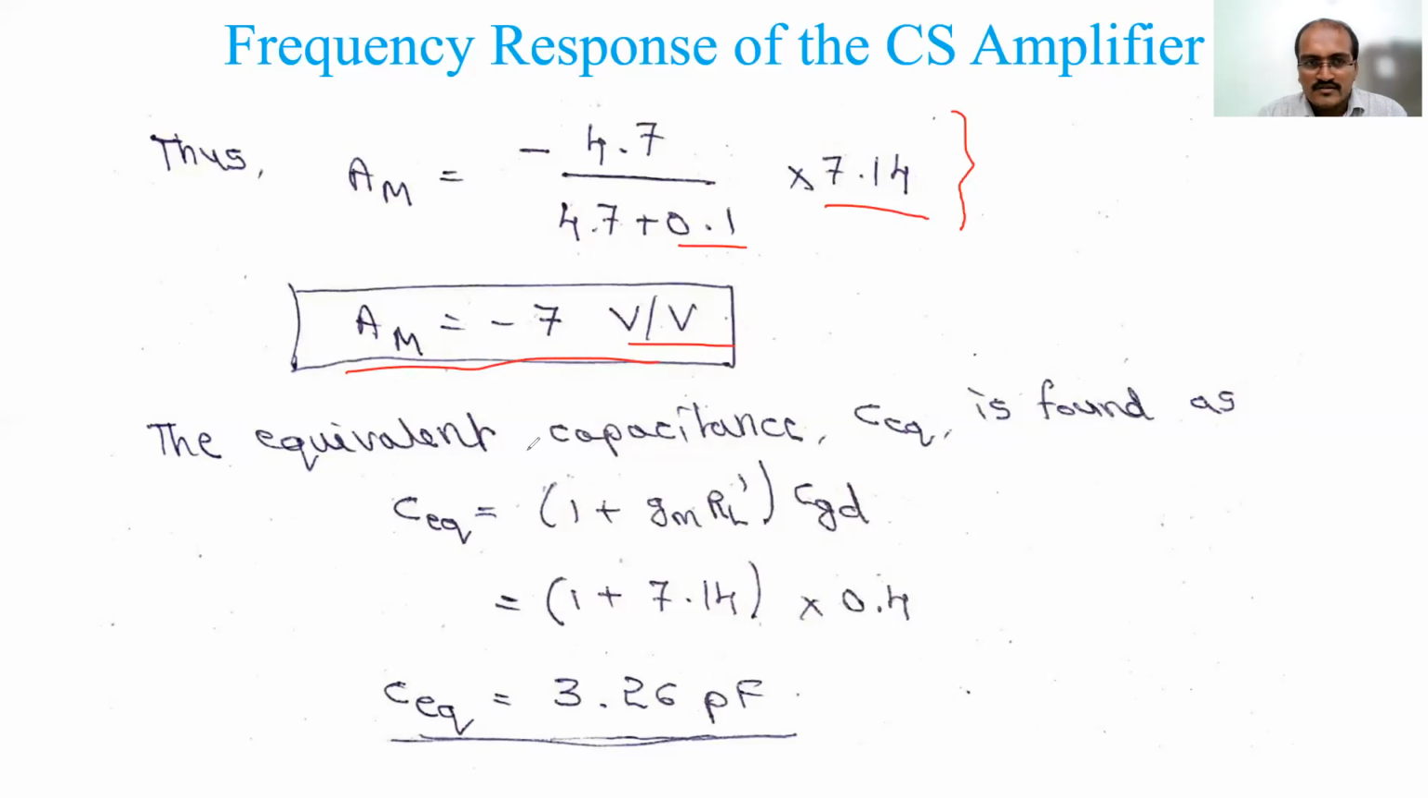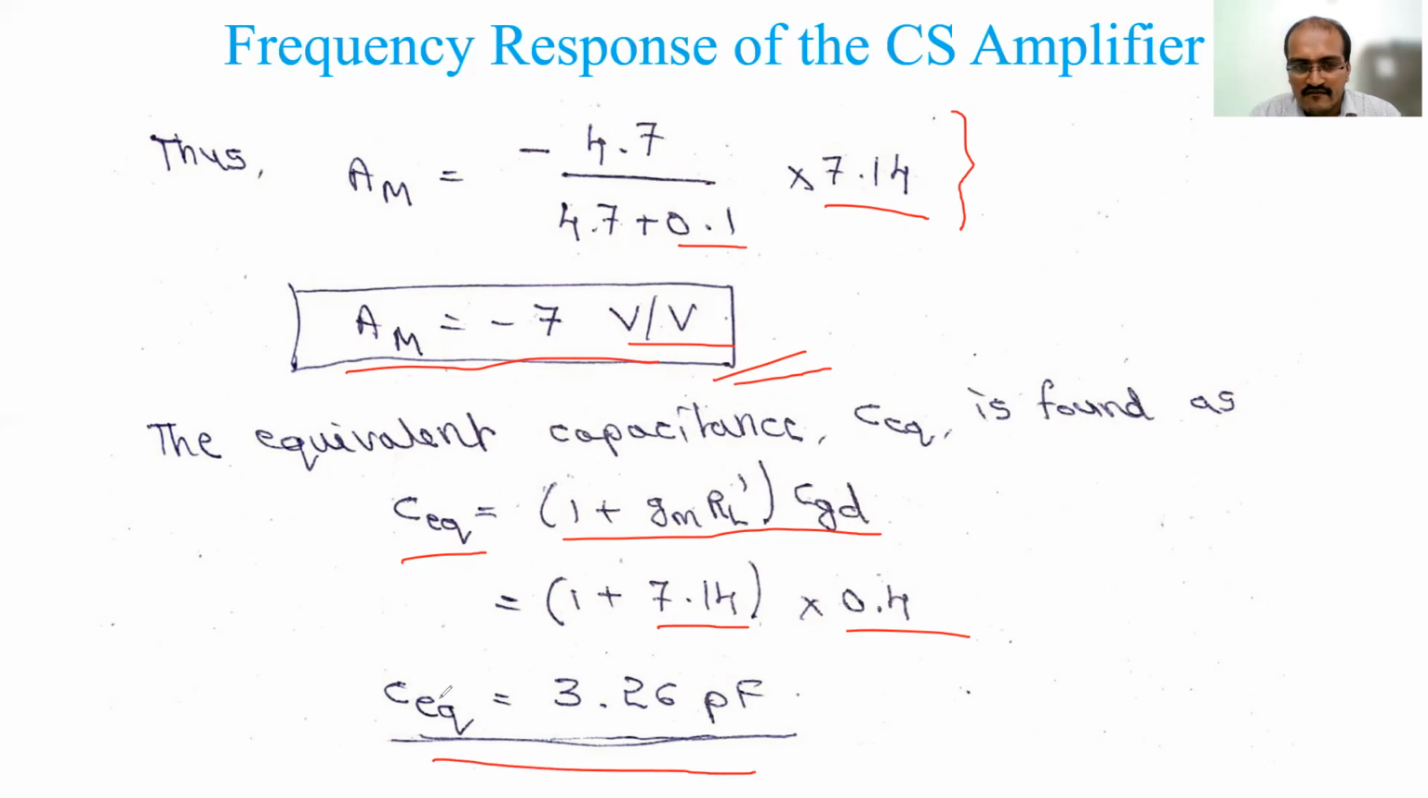So next, AM we calculated first. Now similarly you have to find out the FH. To find out the FH we require the C in and RG dash, R signal dash, right? For that, first we have to calculate C equivalent. So what is that C equivalent? It is 1 plus GM RL dash into CGD. Just substitute 1 plus GM RL dash, which we have calculated as 7.14, and CGD is 0.4 picofarad. Substitute that and you will get 3.26. It is in pico, that's why we write 3.26 picofarad as C equivalent.